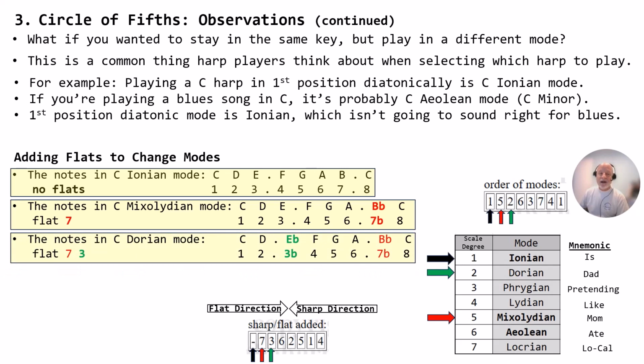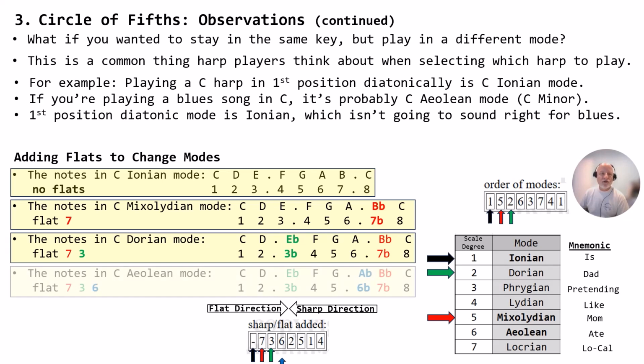How about if we add another flat? The next one, well, look at the pattern, 7, 3. We will flat the 3rd, and that is the E. So now we're going to have an E flat, and look at the order of the modes, 1, 5, 2. So now we're in Dorian mode, right? So we can play C Dorian by adding 2 flats.